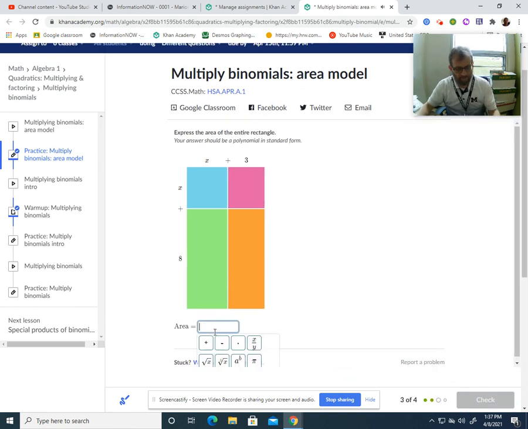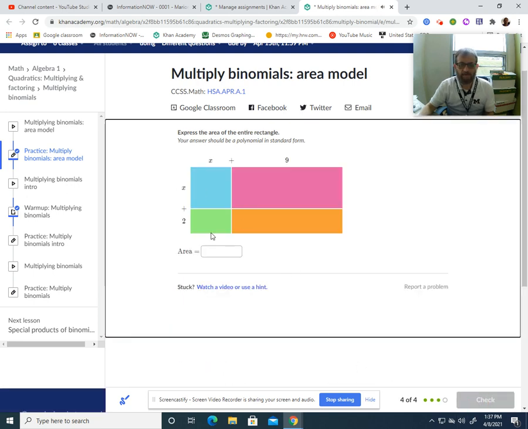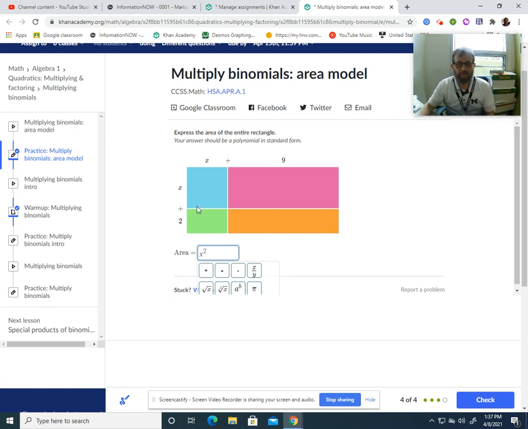Next one, same thing. We're seeing a good pattern developing here. That's going to give me an x squared. You're going to have an 8x and a 3x, so that's going to add to 11x. And then 8 times 3 is 24. Last one, again, x times x gives me that x squared. This is a 2x, this is a 9x, that's 11x. And then we're going to take 2 times 9 and get 18.